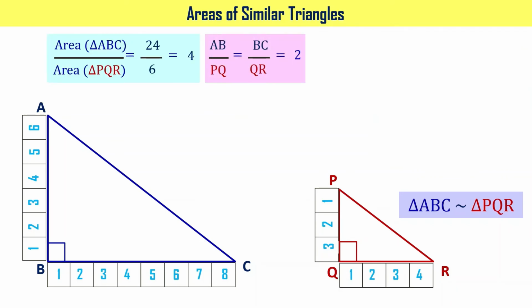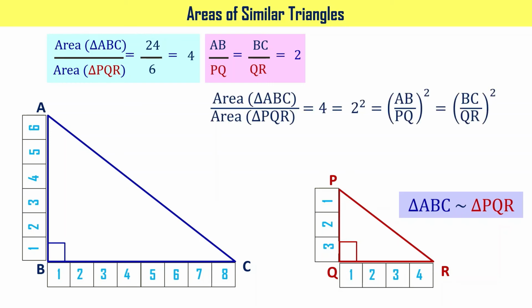And we have seen that AB by PQ is equal to BC by QR equal to 2. It means that we can write the area of triangle ABC divided by the area of triangle PQR, that is equal to 4. That 4 can be written as 2 squared. If I do that, I can write it as AB by PQ whole squared, that is equal to BC by QR whole squared.